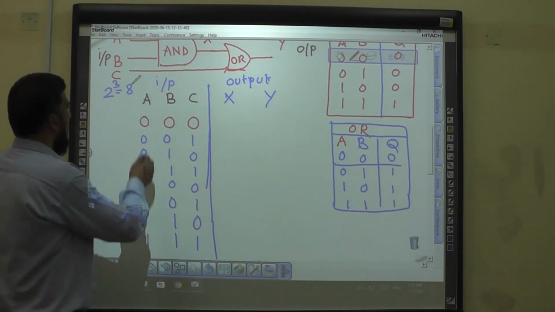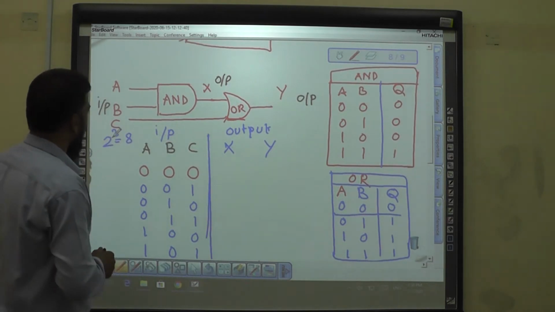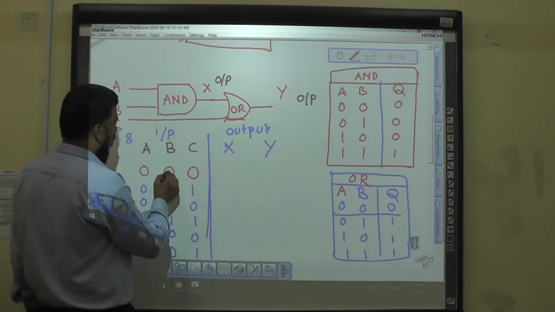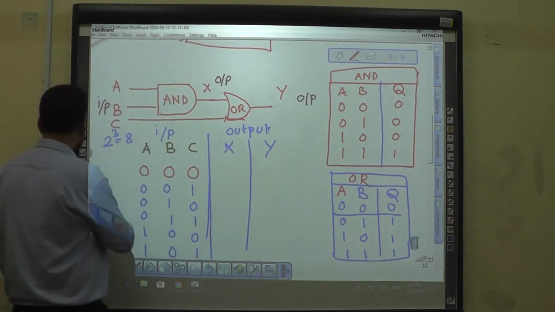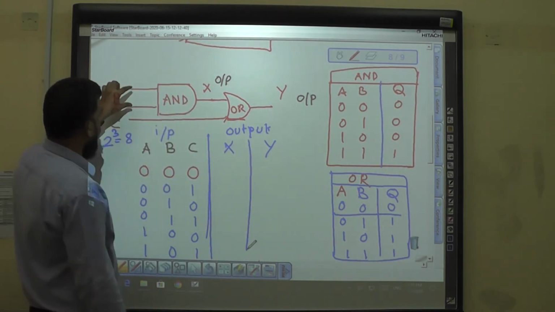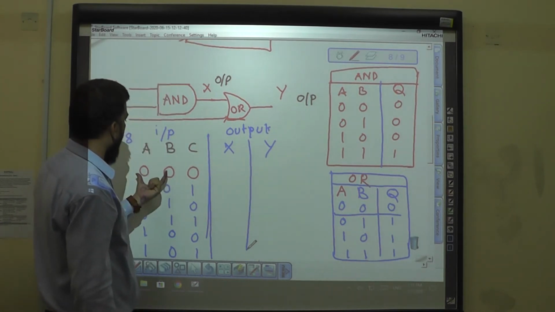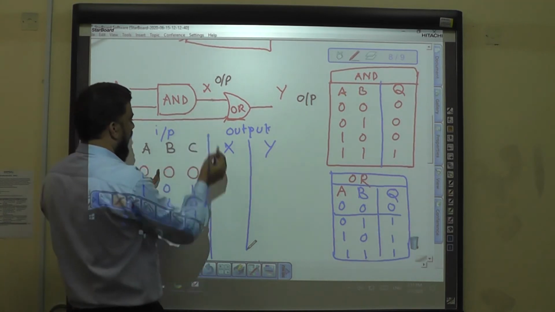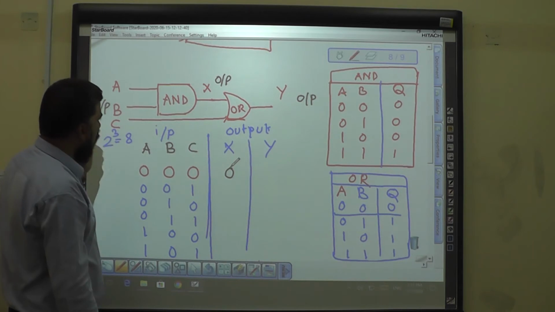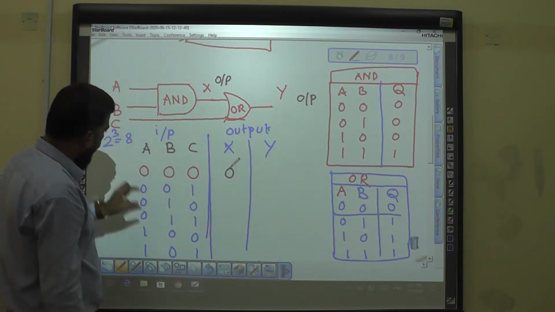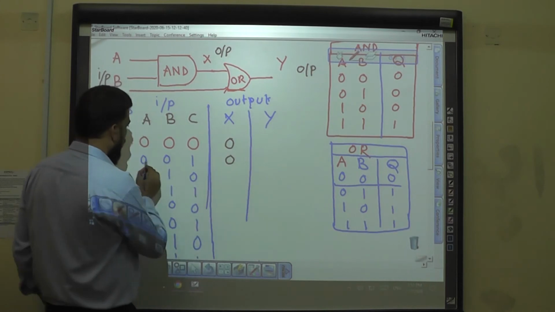Now come to the truth table of this combinational circuit. If all are 0, what will be X and what will be Y? We will see one by one. 0 0 combination: this is the AND gate for A and B, so the output of X will be 0. If both A and B are 0, you can put 0 here.